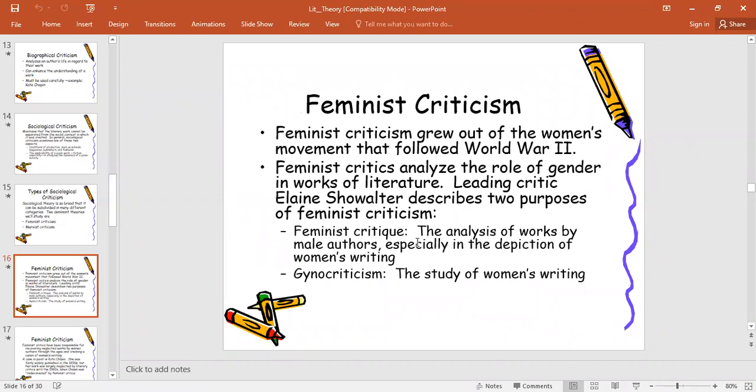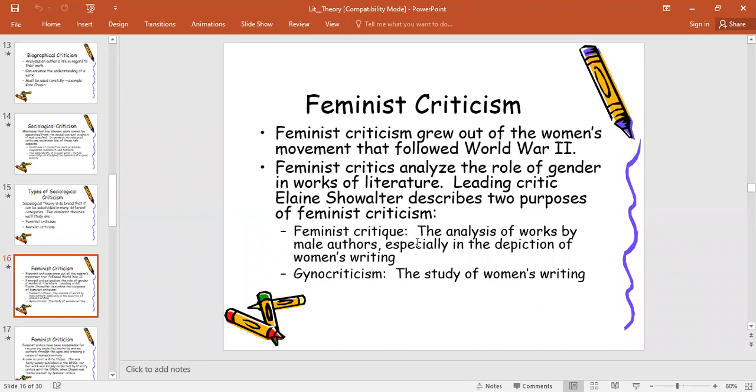Feminist criticism. Feminist criticism grew out of the women's movement that followed World War II. Okay? Feminist critics analyzed the role of gender in works of literature. So this was the most important topic: what is the role of gender in the work of literature. A leading critic, Elaine Showalter, describes two purposes of feminist criticism.